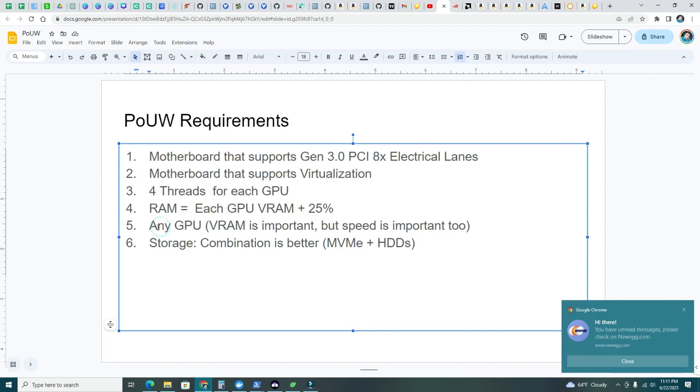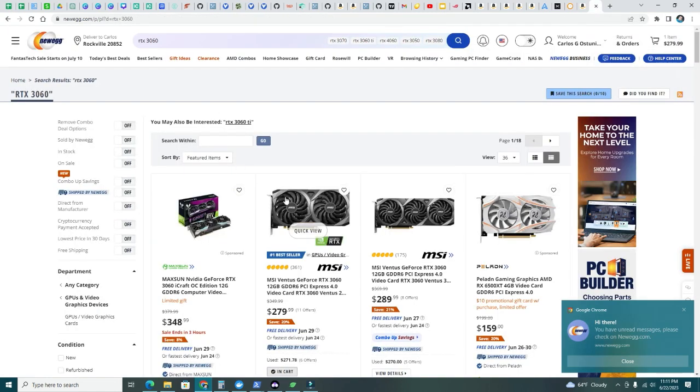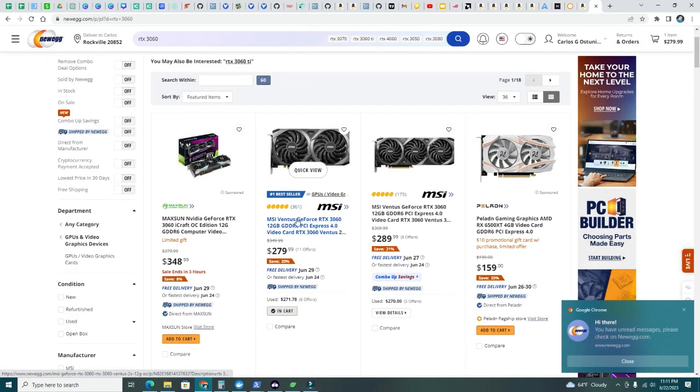Now, for GPUs, I'm good. I have 6 6600 XTs. If you need to buy GPUs, I'd say prioritize VRAM first. One option that I did look at, I think I mentioned in another video, is the GeForce RTX 3060. This comes with 12 gigabytes, so it's a lot of RAM for $279. That's on Newegg currently.